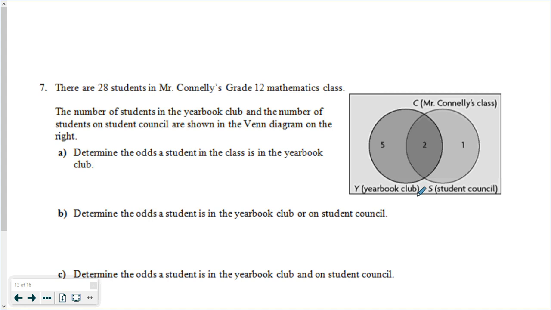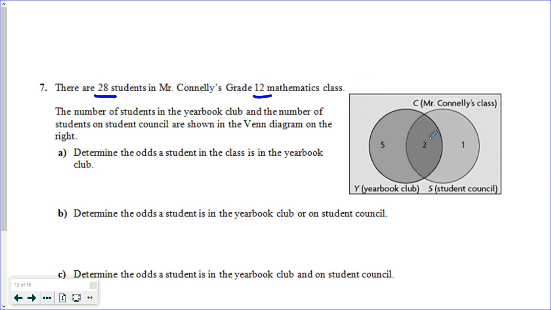So it says there are 28 students in Mr. Connolly's grade 12 mathematics class. The number of students in the yearbook club and the number of students on student council are shown in the Venn diagram on the right. So again, in set theory, we did a lot of this. So 28 students in grade 12 math class, that's a lot more than 4 in our class. 4? Yes, 4.